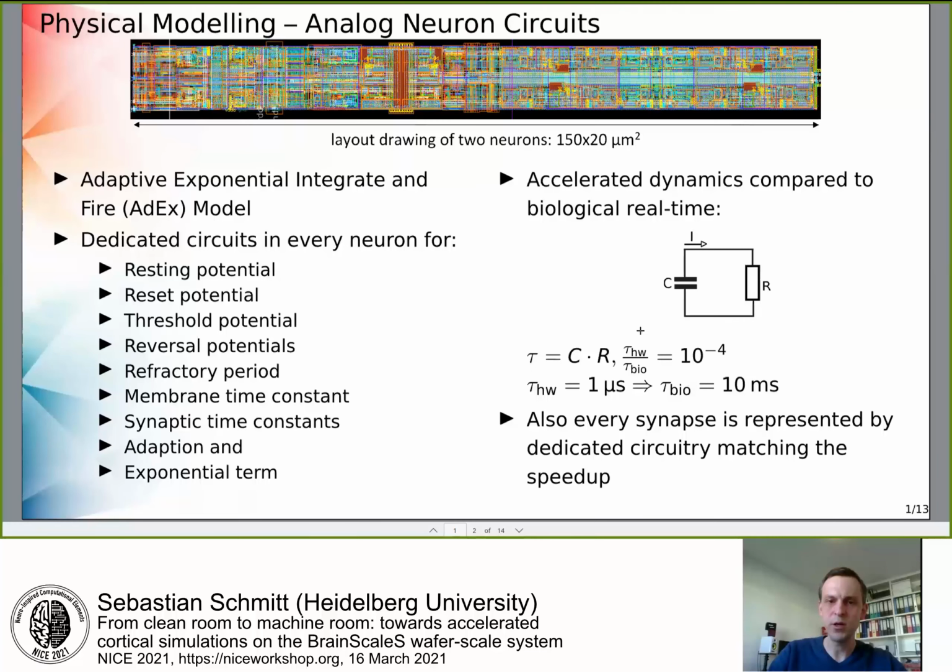So when you build these kinds of neurons, you end up with an acceleration factor of about 10,000. That means that 1 microsecond on the hardware can be thought of as a biological time constant of 10 milliseconds. And of course, every synapse is also represented by a dedicated circuit and has to match that speedup.